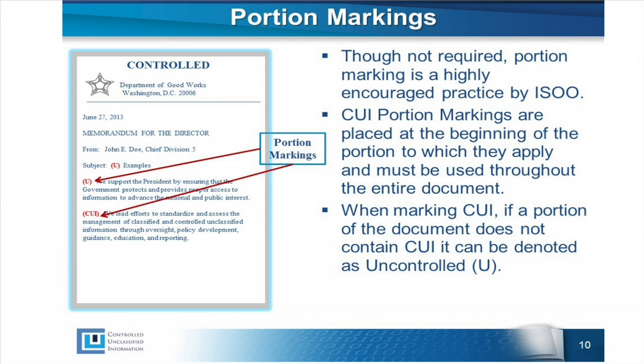As you can see on screen, U's are placed in parentheses before any paragraph that contains uncontrolled unclassified information. CUI is placed in parentheses before any paragraph that contains controlled unclassified information. If portion markings are used in one part of the document, they must be used throughout. That is to say, they must be used for every paragraph within the document.